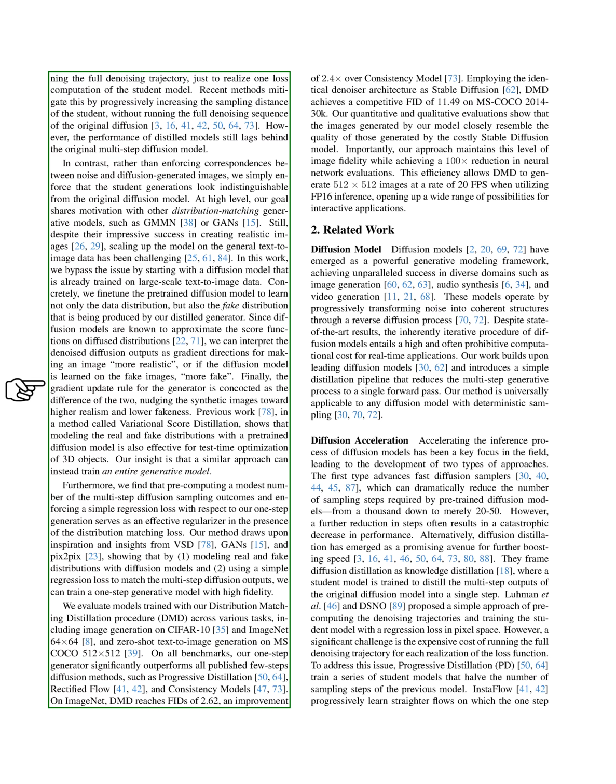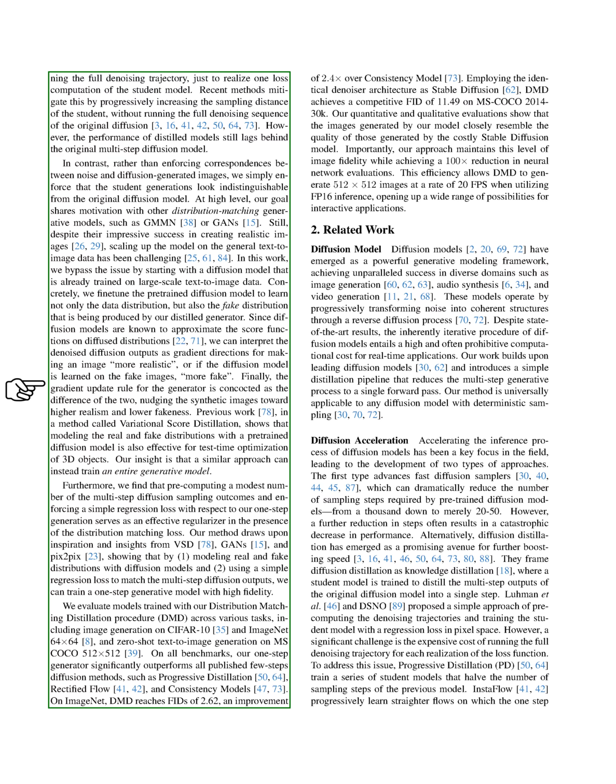Previous work has shown that modeling the real and fake distributions with a pre-trained diffusion model is also effective for optimizing 3D objects at test time. We believe that a similar approach can be used to train an entire generative model. We also find that pre-computing a modest number of the multi-step diffusion sampling outcomes and enforcing a simple regression loss with respect to our one-step generation serves as an effective regularizer in the presence of the distribution matching loss.